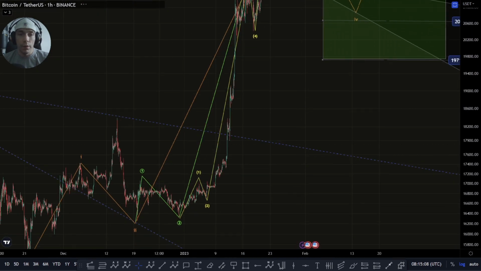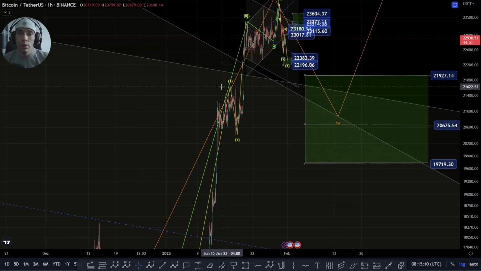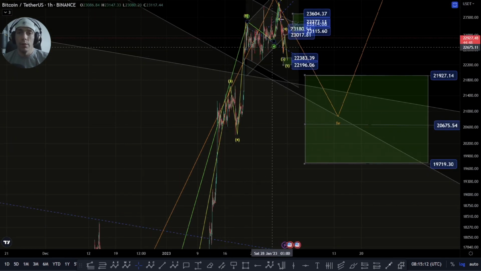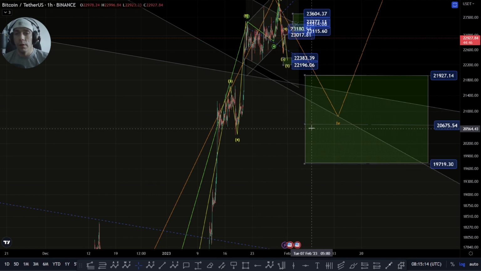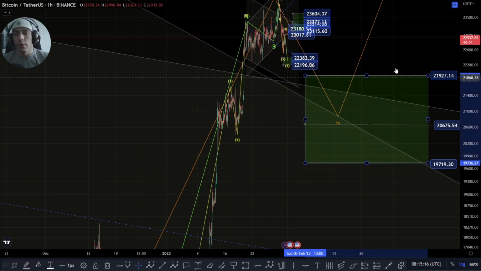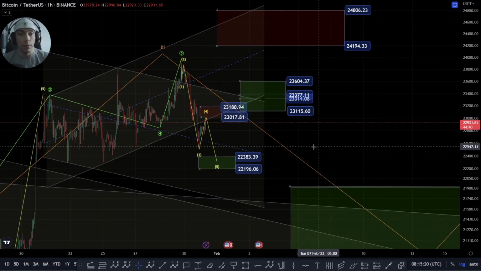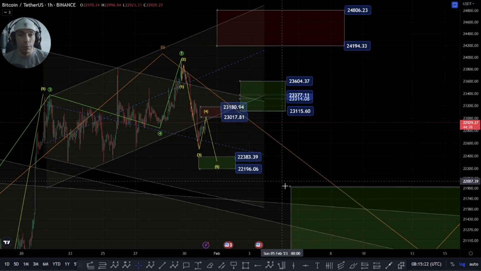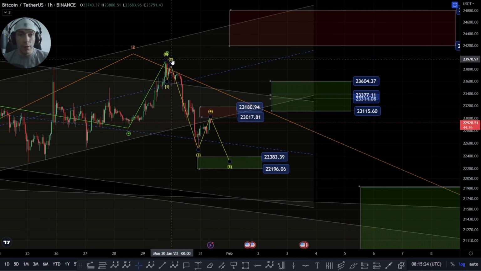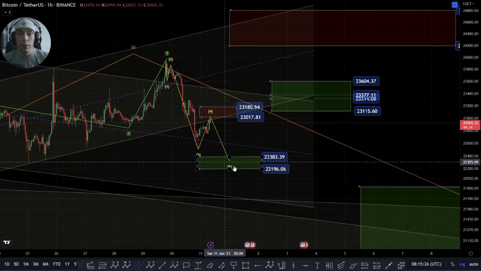There is a way of counting it as a 1, 2, 3, 4, and a 5 into this point, and then we could be looking to break down from here. But I don't think that that is correct. But we'll have to just keep an eye on it. We'll have to see how this move progresses. But basically, what I'm seeing here is a 1, 2, 3, 4, 5 into this box zone.